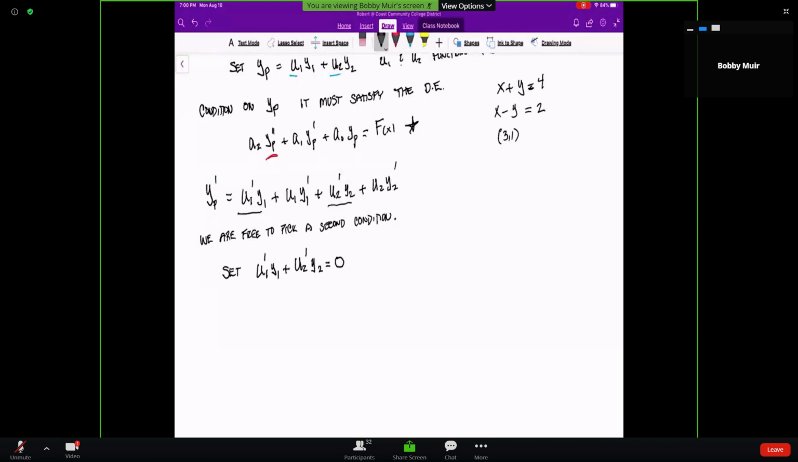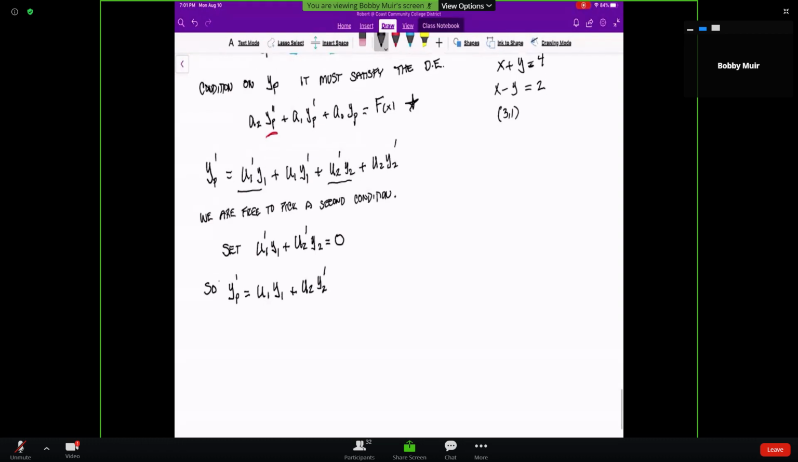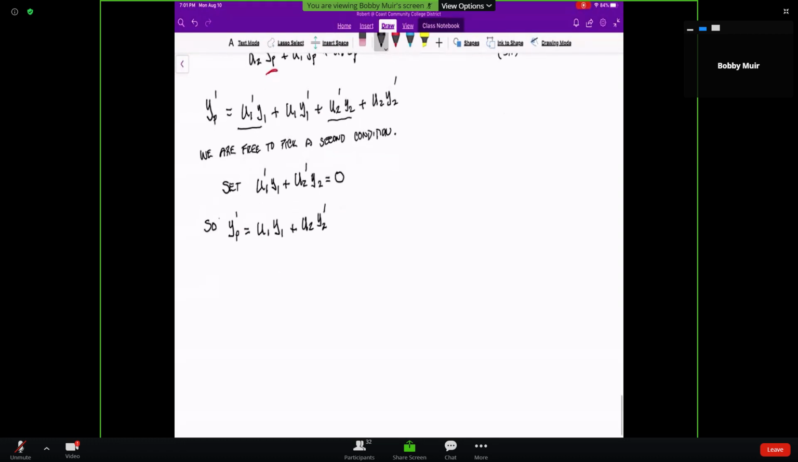Now, the reason for this is because we don't want double derivatives of the u thing. So now let's do the next derivative and plug in.